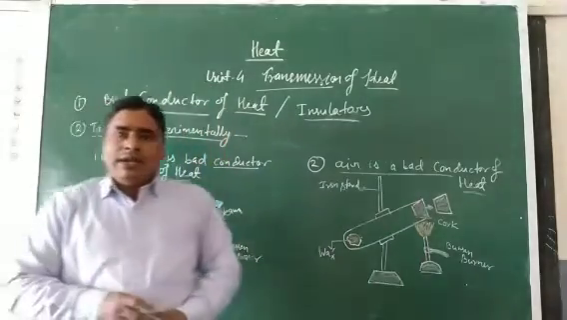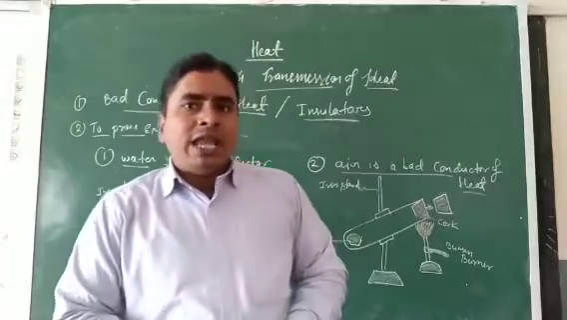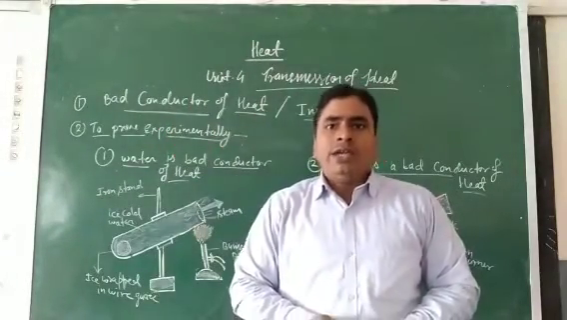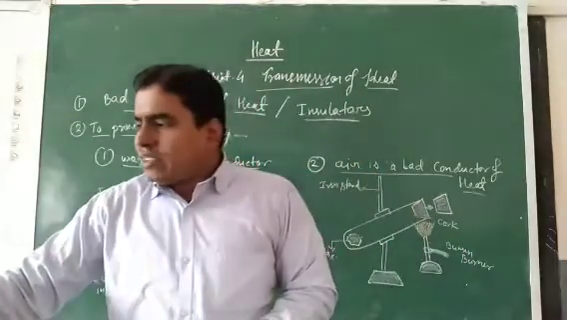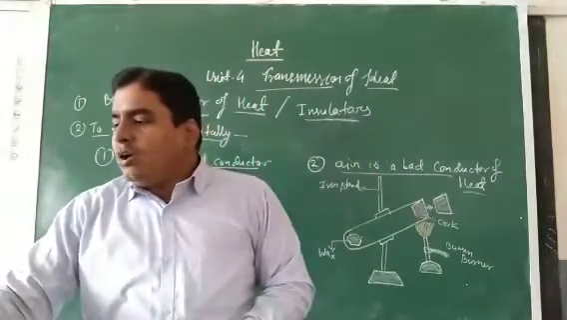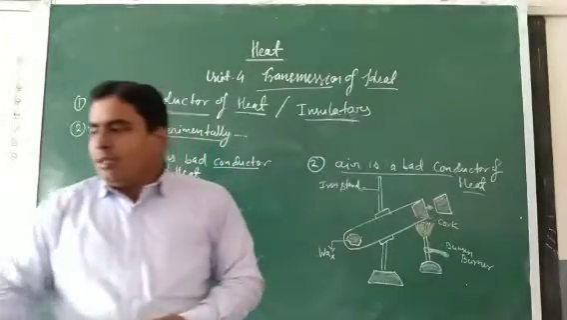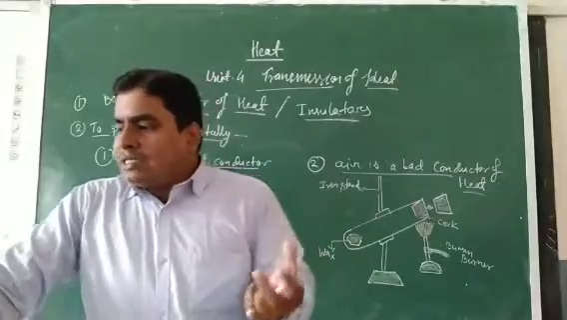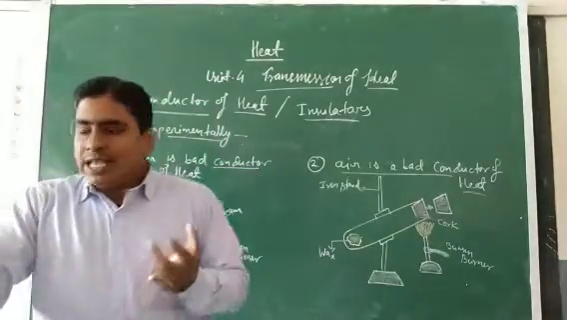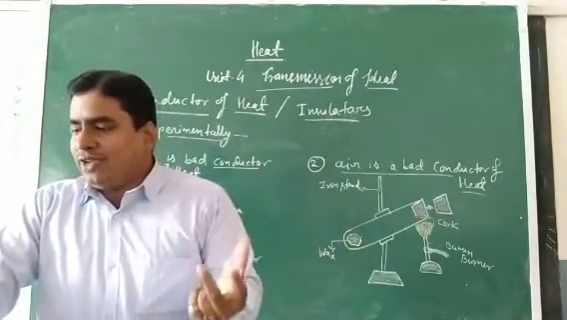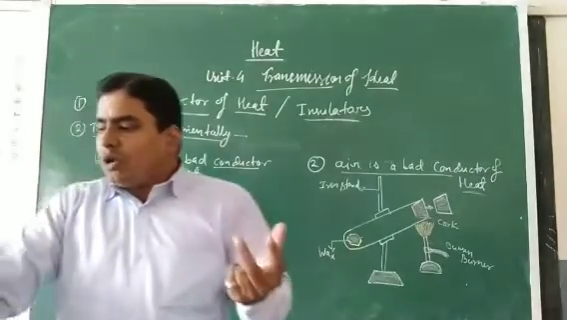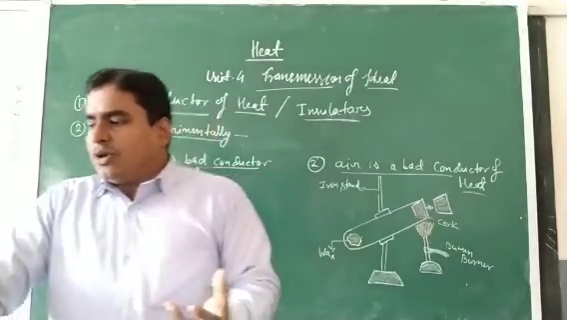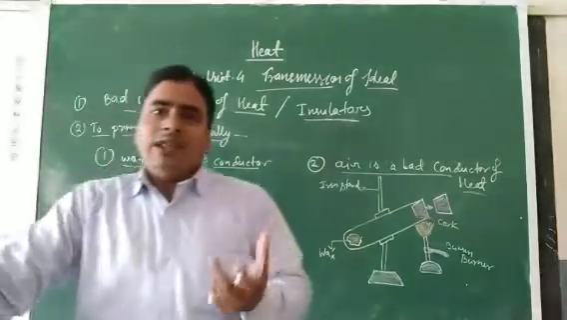Some other examples by which we can easily understand bad conductors or insulators of heat in real life. First one: we wear woolen cloths in winter because woolen cloths contain a large amount of trapped air, and since air is a bad conductor of heat, it does not allow the body heat to flow outward, so our body stops losing heat and we feel warm.